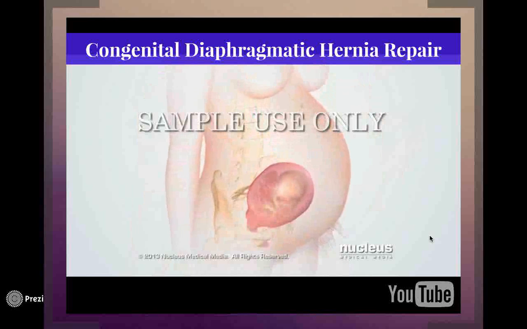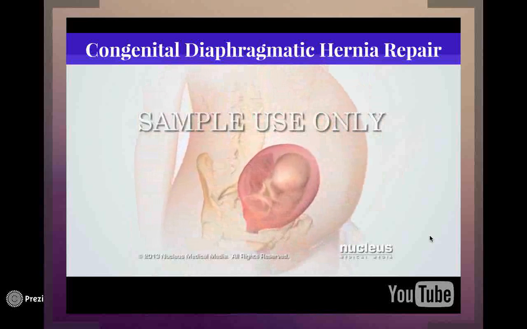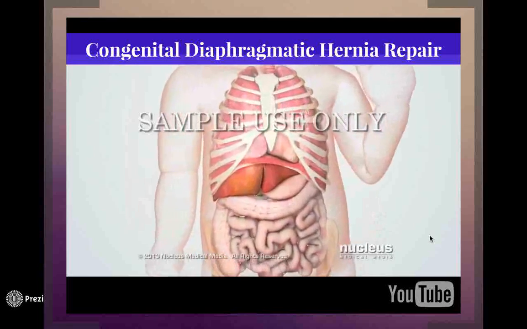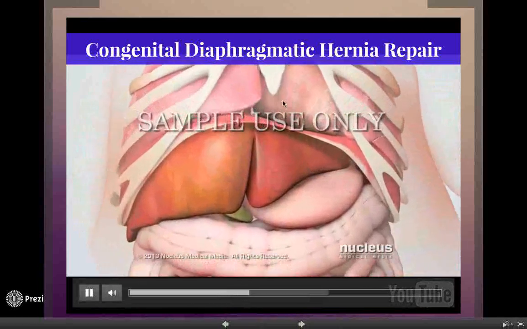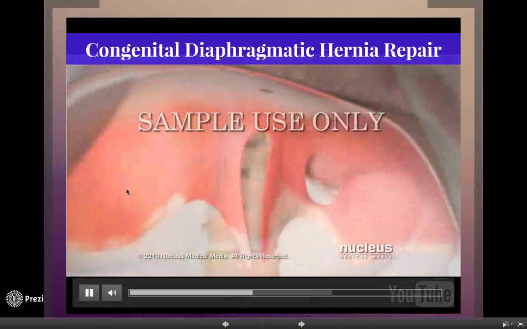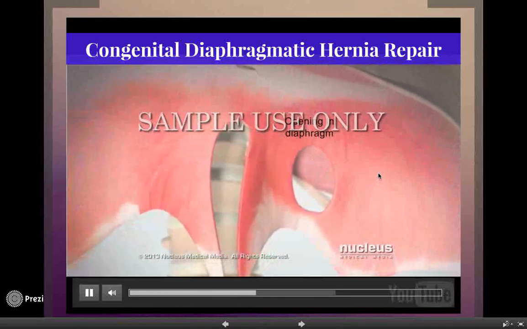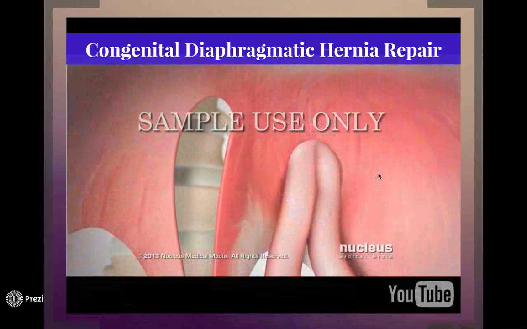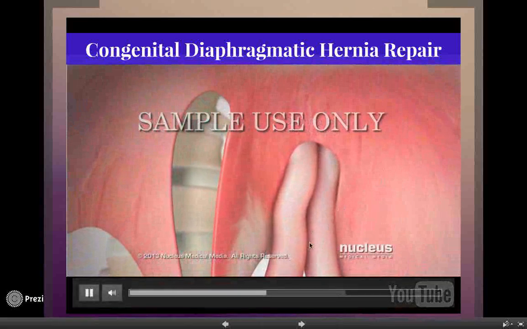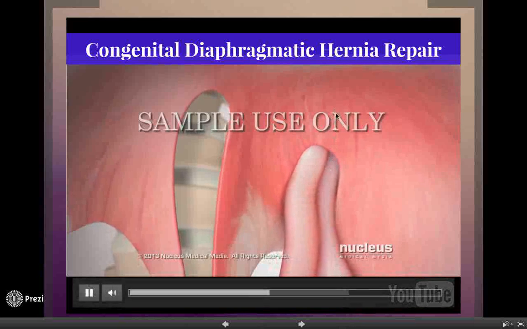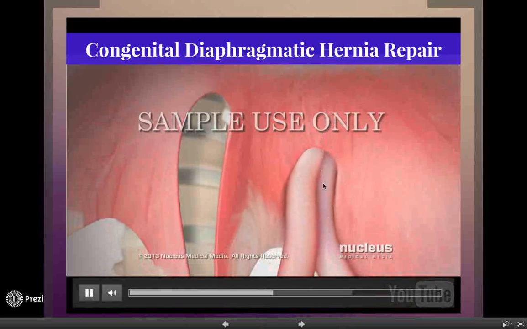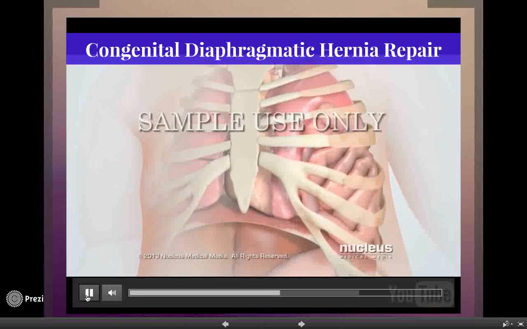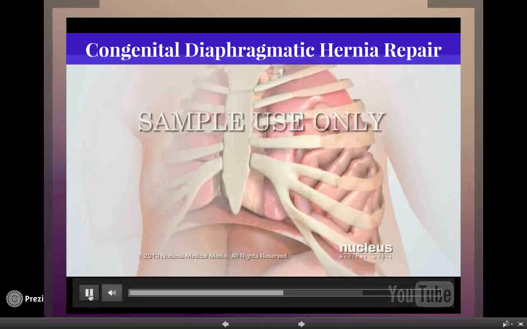For unknown reasons, the diaphragm in some babies doesn't develop completely before birth, resulting in an opening between the chest and abdomen. The most common location for this opening is on the left side of the diaphragm near the back. The baby's abdominal organs can push through, or herniate through, this opening in the diaphragm and compress the lungs. As a result, the lungs do not develop fully, causing the baby to have significant trouble breathing right after birth.